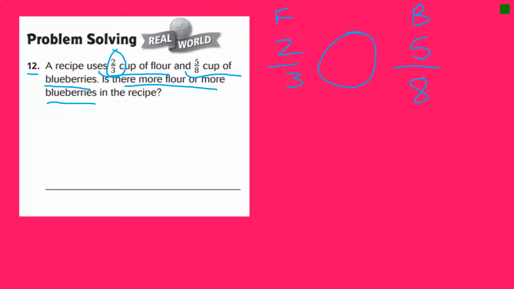What's the best strategy for this one? Because I don't think our benchmark half is going to be super helpful here. One thing I do know is that 5/8 is more than half, because 4/8 is half, so 5/8 is greater than half, and then 3 is an odd number. Oh, I know what we can do. Let's find a common denominator. Okay, so when we think common denominator, we think common multiple, right? So let's list some multiples of 3.